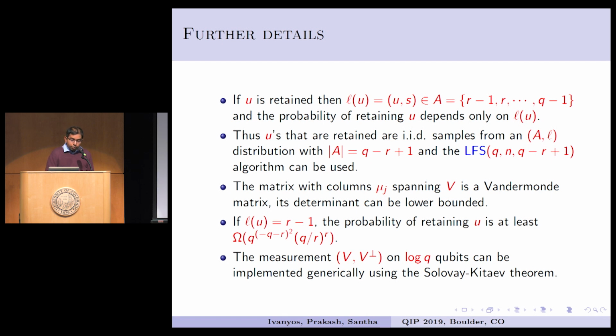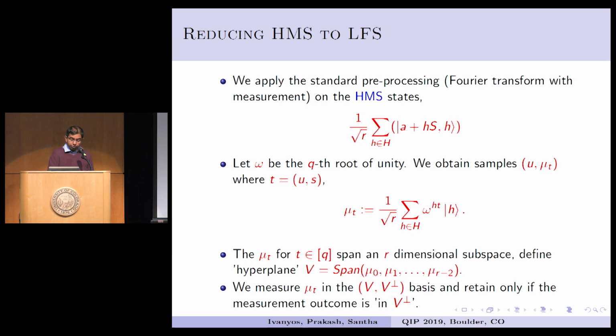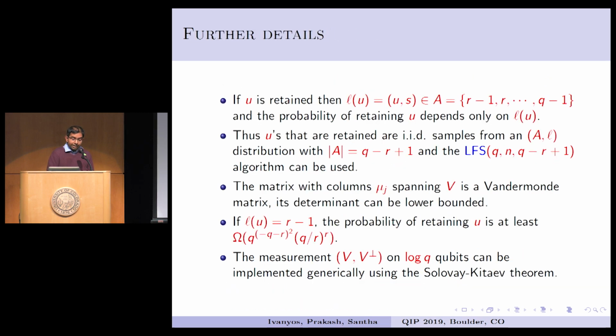In order to make this approach work, one needs to show that we are not discarding all the samples. So we need to prove a bound on the probability that the samples are retained. The way we show this bound is to note that the matrix with the columns mu j, where the mu j's were defined here, is a Vandermonde matrix, and so its determinant is well known and it can be lower bounded. If one calculates the determinants and uses Cramer's rule to solve the linear system, then one can see that for r minus 1, the projection onto V perp is at least q to the q minus r squared times q over r to the r.